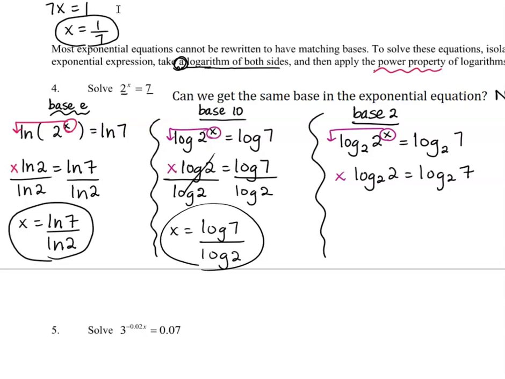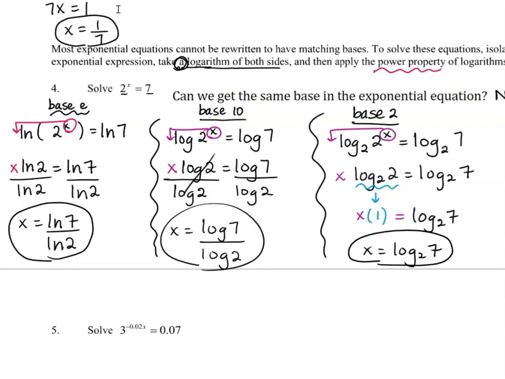And if we chose to use a base of 2, hopefully now you're seeing why I chose that particular base, because log base 2 of 2 is equal to 1, because 1 is the exponent that goes on 2 to give us 2. So this simply gives us that x is equal to log base 2 of 7, which by definition makes sense, because log base 2 of 7 is the exponent that goes on the base of 2 in order to give us the answer of 7.